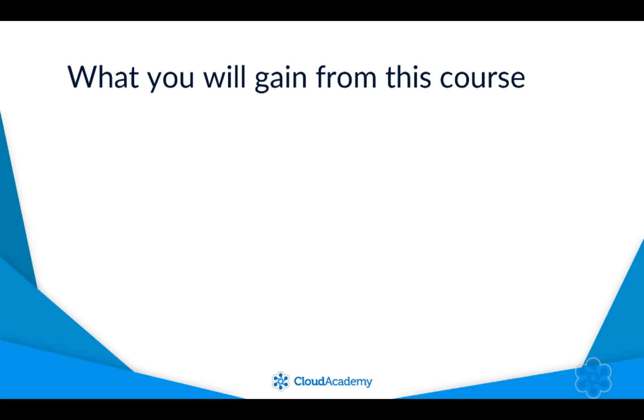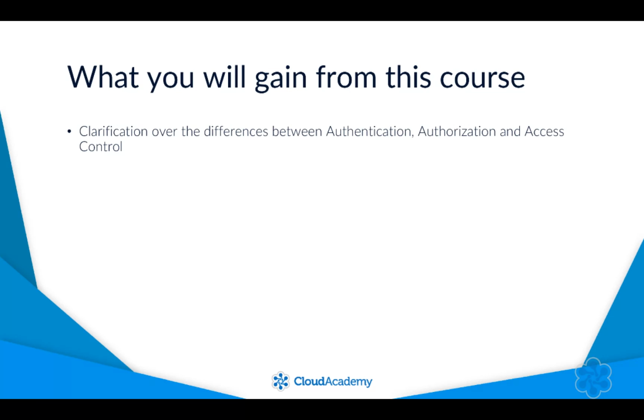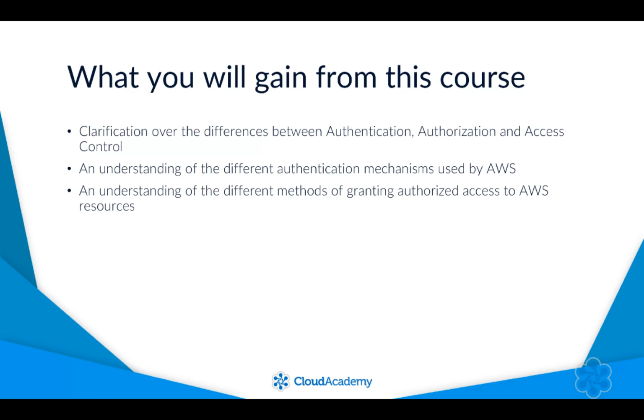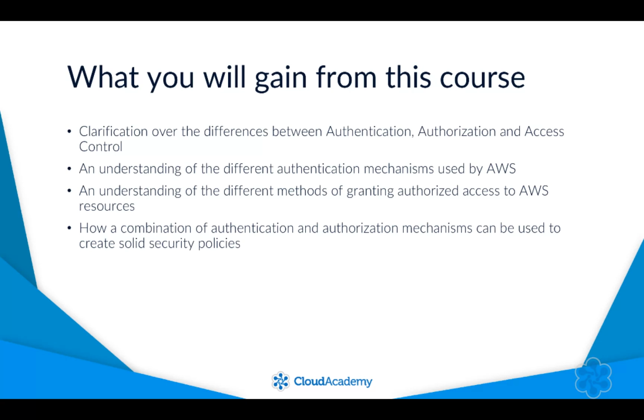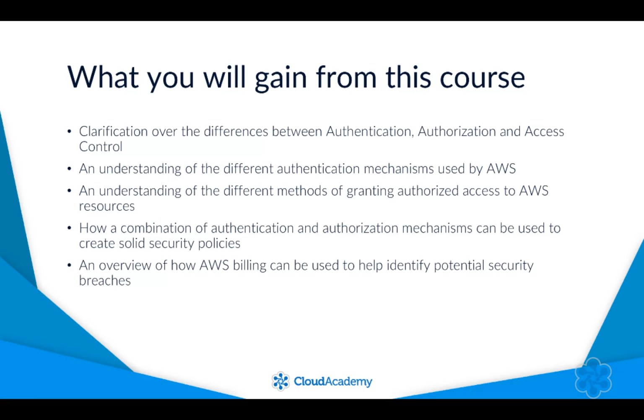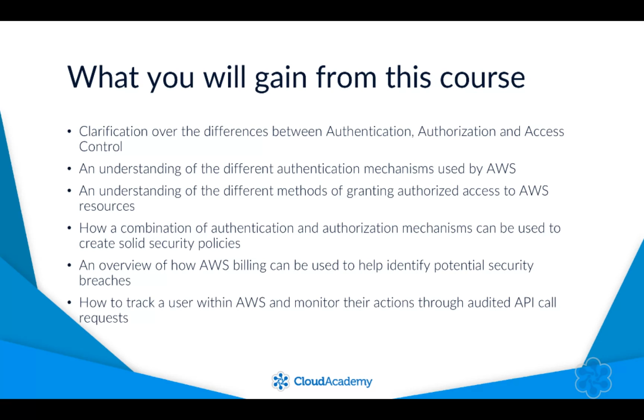As a student of this course, the content will provide you with the following: clarification over the differences between authentication, authorization and access control, an understanding of the different authentication mechanisms used by AWS, an understanding of the different methods of granting authorized access to different AWS resources, how a combination of authentication and authorization mechanisms can be used to create solid security policies, an overview of how AWS billing can be used to help spot security breaches, and then finally, how to track a user within AWS and monitor their actions through audited API call requests.